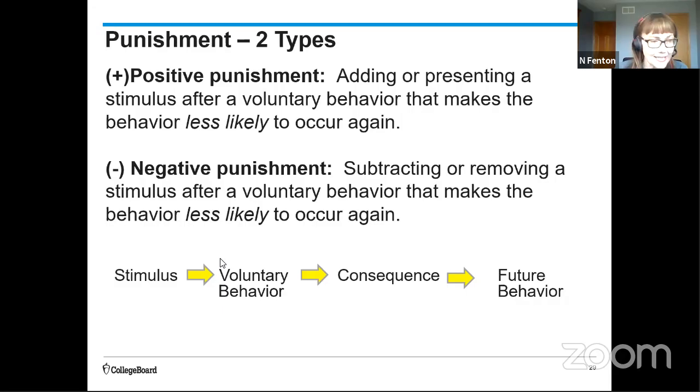So with a positive punishment, if the stimulus was you had a headache, voluntary behavior, you took an aspirin, and then let's say as a consequence, it made you nauseous, it made you feel bad, right? So that's a positive punishment. In the future, when you have a headache, you're less likely to take a pain reliever because it didn't work out.